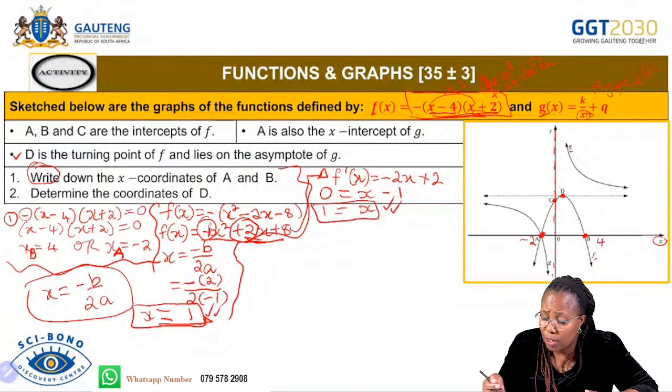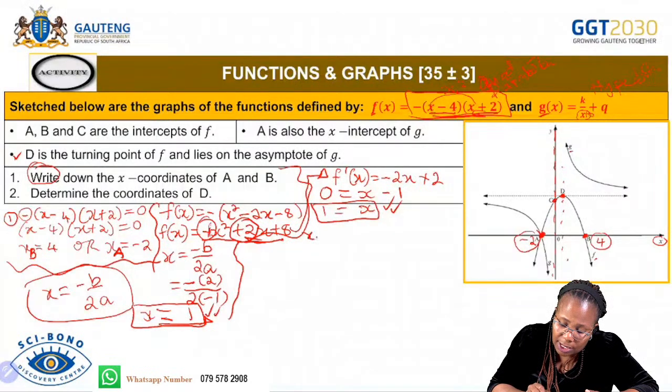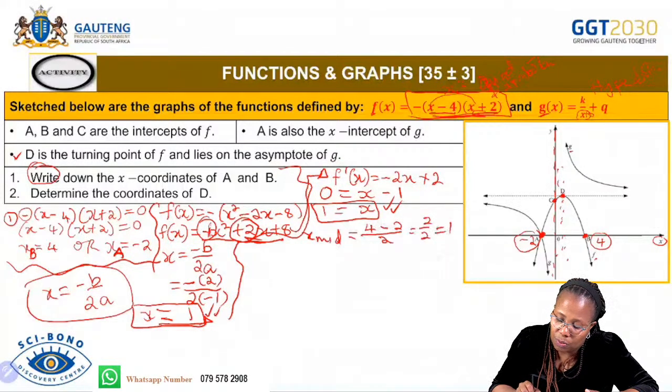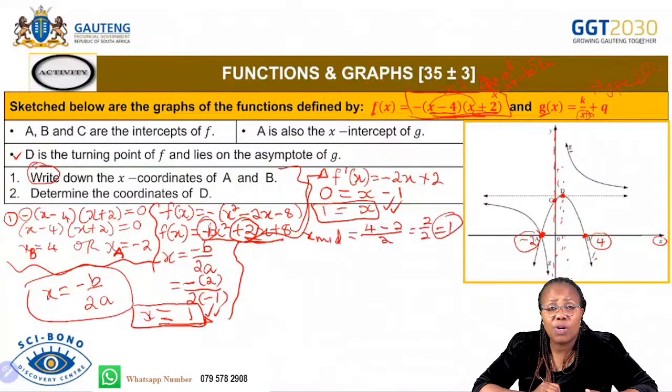If you are not using that one, you can look at the average. Remember that D is a turning point there. So you can use the midpoint theorem, analytical geometry. You can take x1 plus x2 over 2, x mid, because this is in the middle. That will be x2, which is 4, plus x1, -2, over 2. That will be 4 minus 2, which is 2 over 2 equal to 1. Can you see we are ending up with the same answer there, which is x equal to 1 in all 3 conditions.